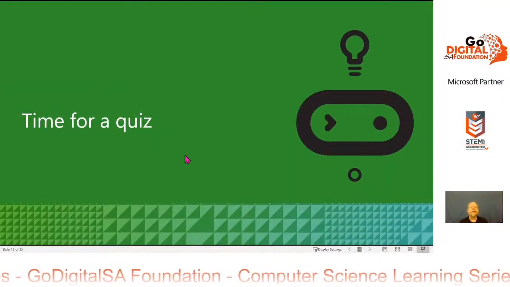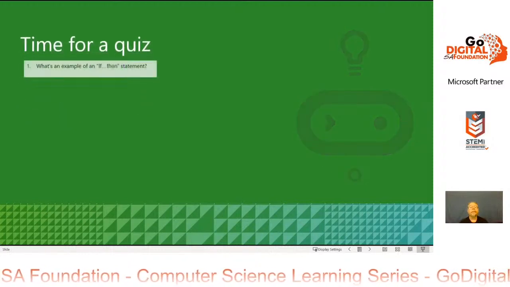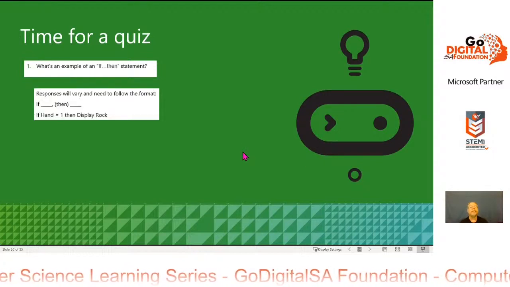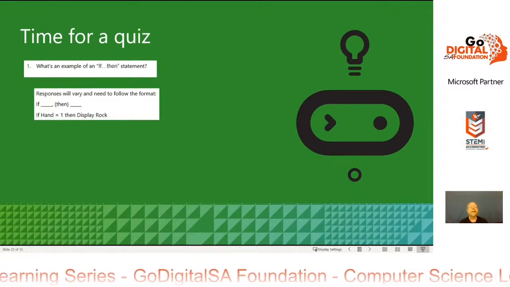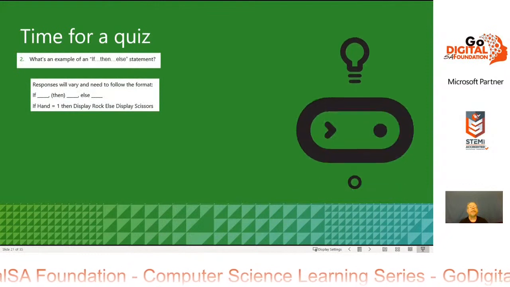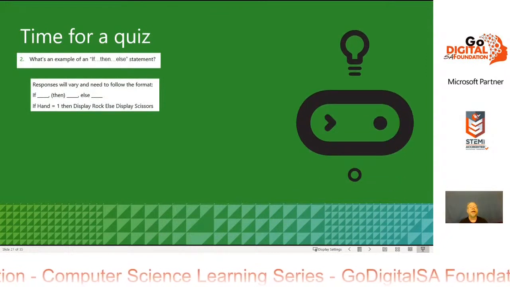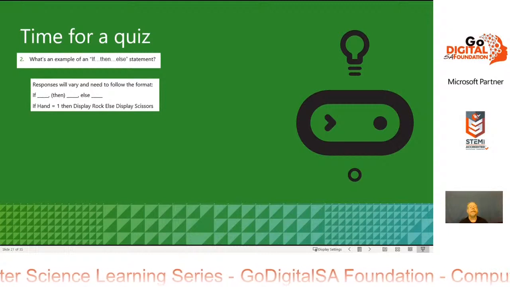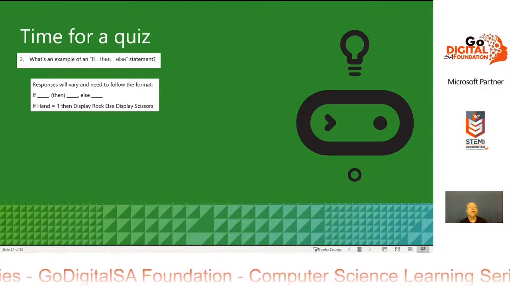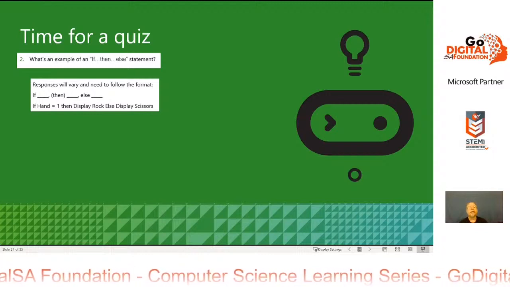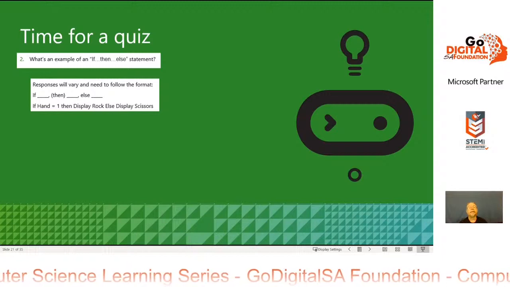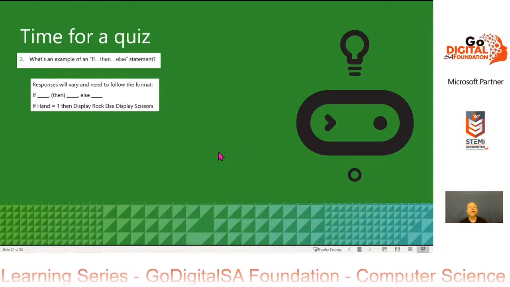Okay, so let's do a quiz. What's an example of an if-then statement? Okay, so we've seen lots of examples. For example, if hand equals 1, then display rock. What's an example of an if-then-else statement? So if hand equals 1, then display rock, else display scissors. Or in the example we did, if hand equals 1, then display rock, else if hand equals 2, then display paper, else display scissors. So you can add more than 2 sections to it.